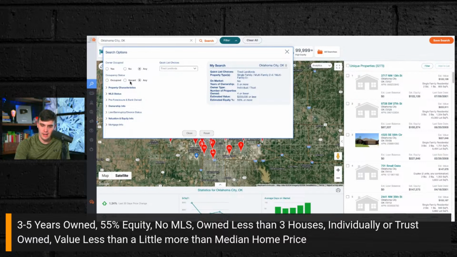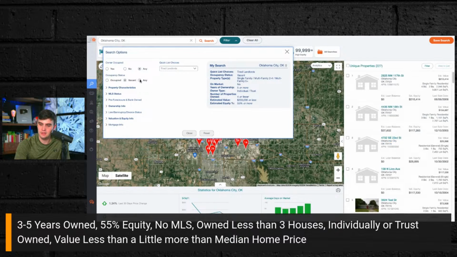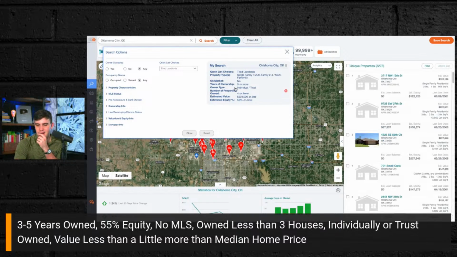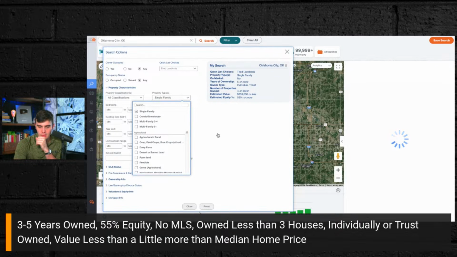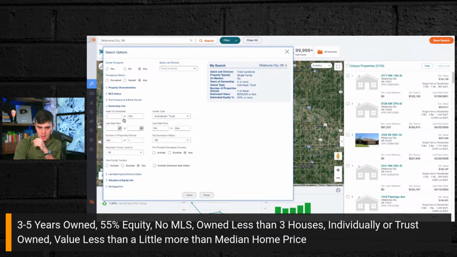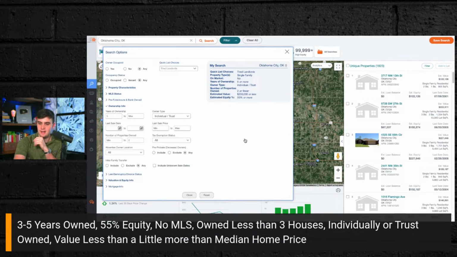Now, if you have tired landlords, let's add vacant. These are not going to be vacant. Yeah. All right. 3,273. Let's say we want to get this a little smaller. What can we do here? What I'm going to do is do single family, ownership information. They only own 2 properties at the most. So this is a guy that only has 1 rental. Okay, only 1 rental. Let's do 3.